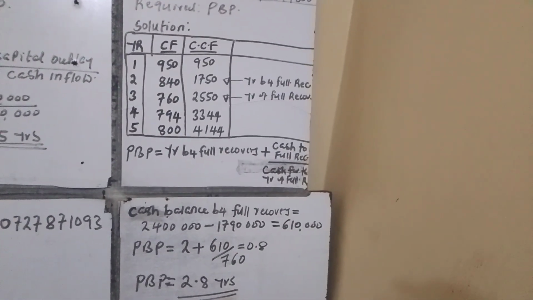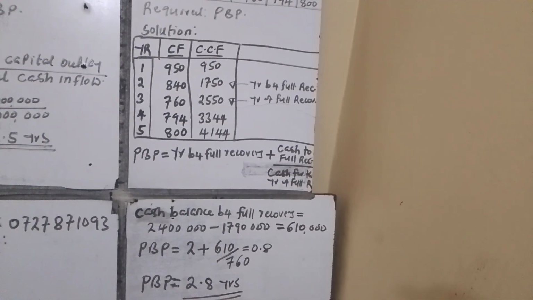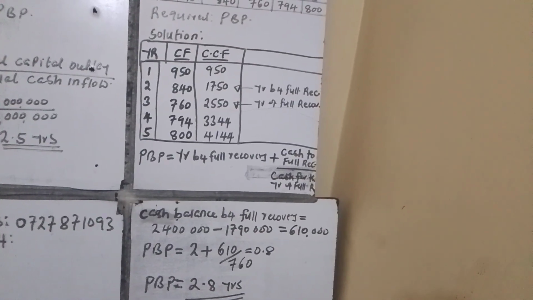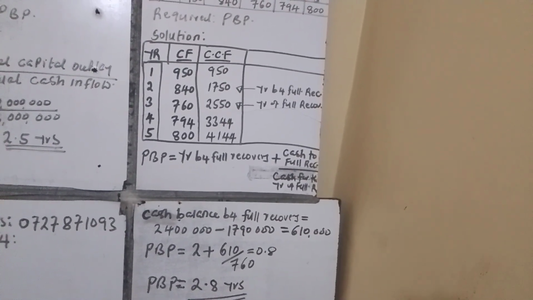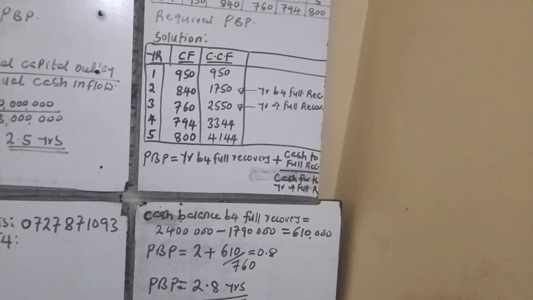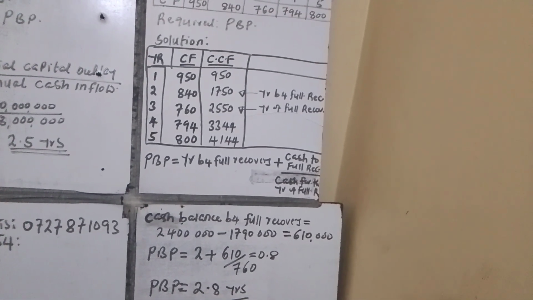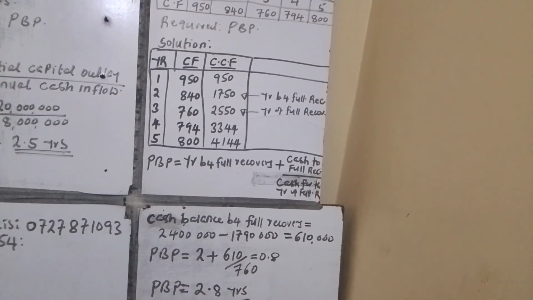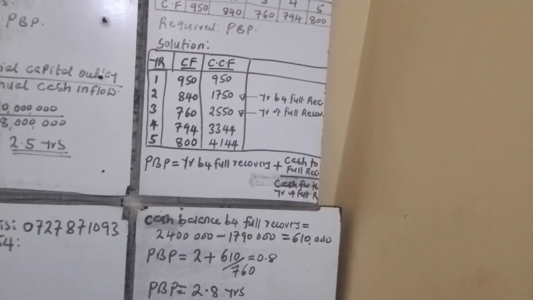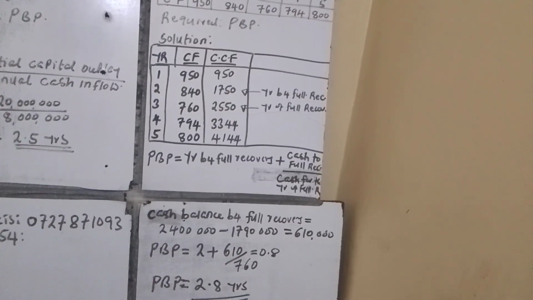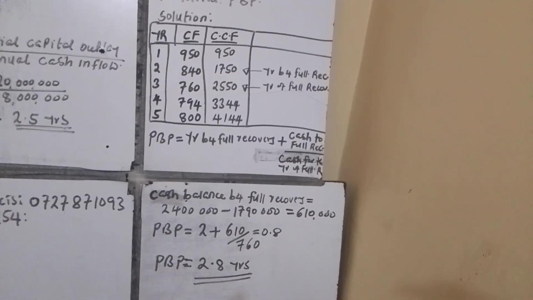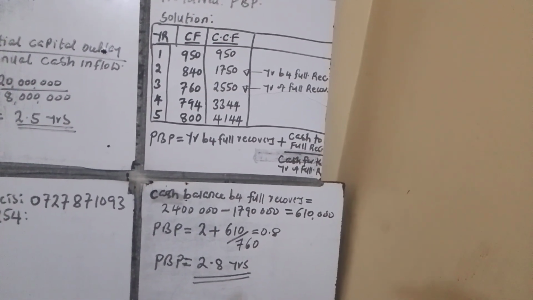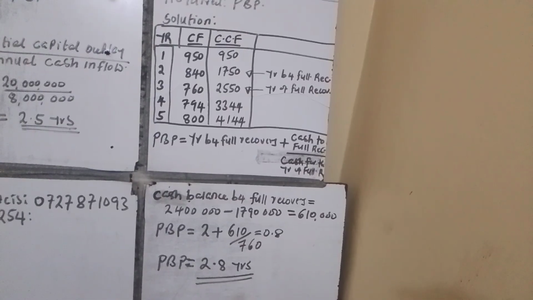So the year before full recovery, which is 2, plus the cash to full recovery, which is 2.4 minus 1,790, which gives us 610. So 2 plus 610 divided by the cash flow for the year of full recovery, which is the third year, 760. So 610 divided by 760 is 0.8. So 2 plus 0.8 is 2.8. So the payback period is 2.8.